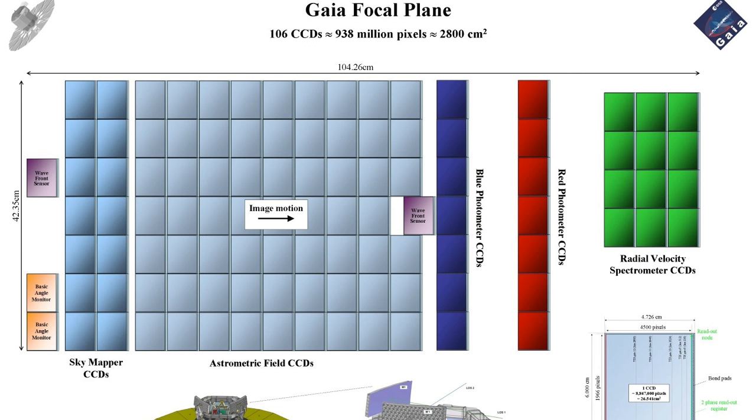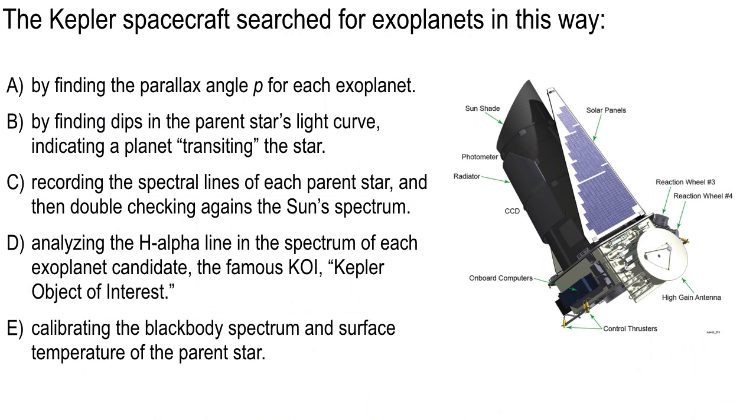Okay, clicker questions. I have a clicker question coming up for you. Get your clickers ready. We'll do a couple clicks. This is by way of review for what we talked about at the end of last class, and then I'll ask you a little bit about Gaia here. The first question is about the Kepler spacecraft. So turn on your device, frequency AA, and let's go. What was the method that the Kepler spacecraft used to search for exoplanets? Read very carefully.